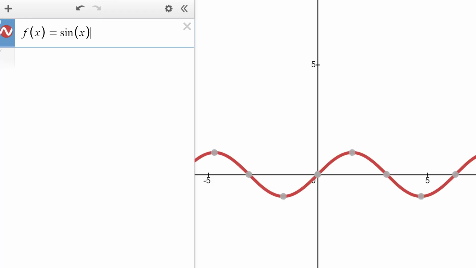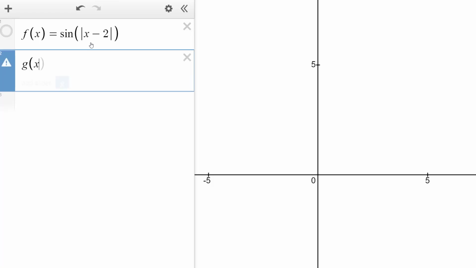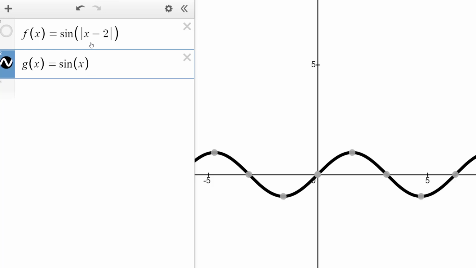So if we wanted to look at, for example, the sine, let me just type that and then turn off the graph. Let's say we want to look at the sine of the absolute value of x minus 2, for example. Let's say that was our ultimate goal. The way that I would do that is not do the shift first. I would say, well, let's graph the sine of x. There it is right there.